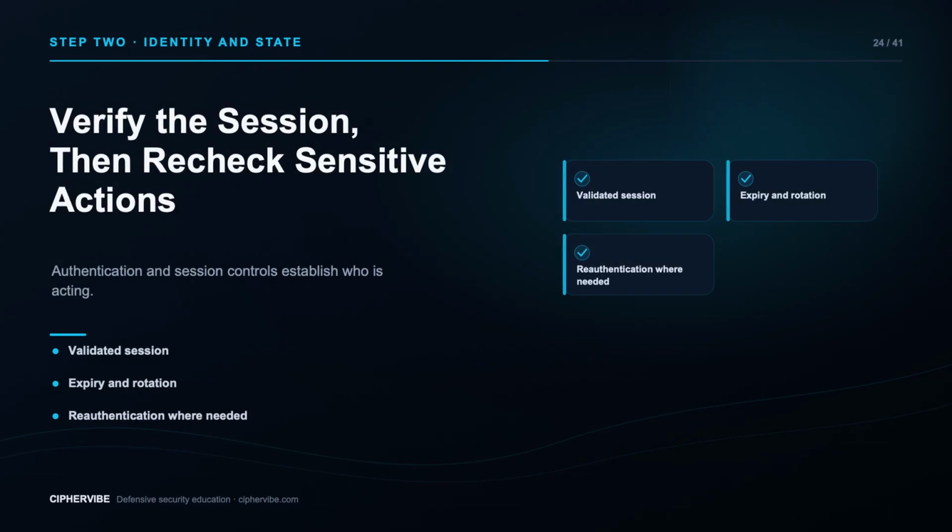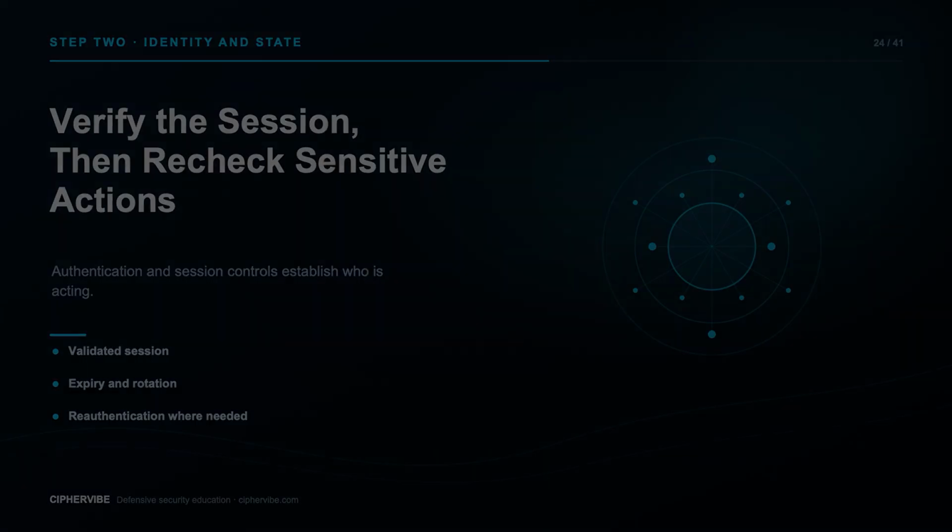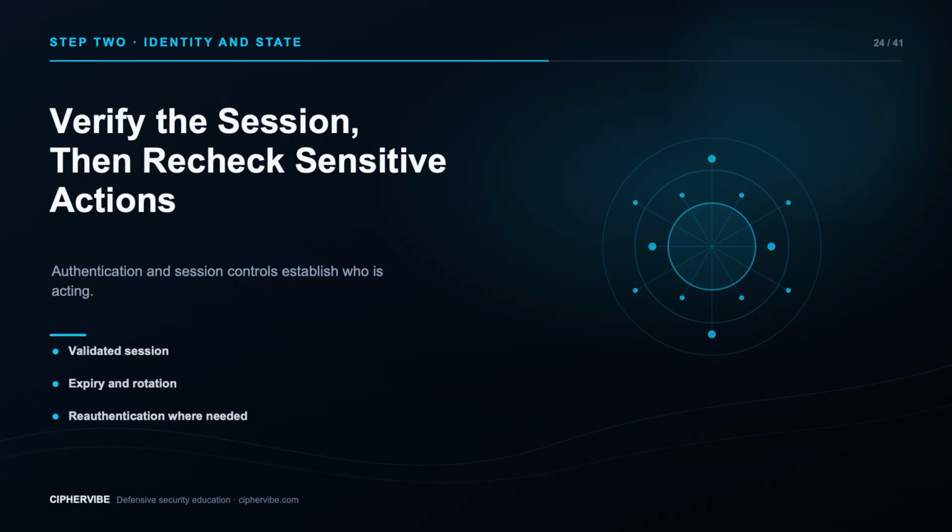The service should derive customer identity from a validated session, not a user-controlled field. Sessions need safe transport, expiry, rotation, and revocation. A higher-risk action such as changing payment details may require fresh authentication even when viewing the order does not.